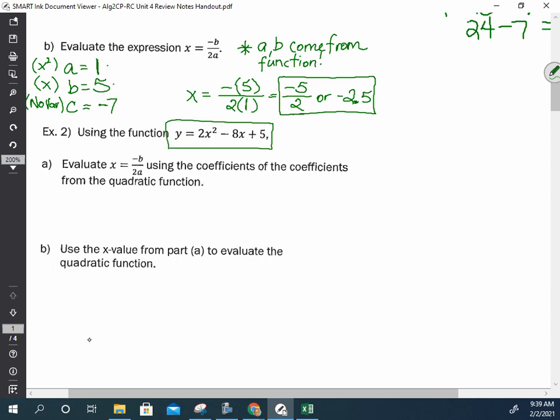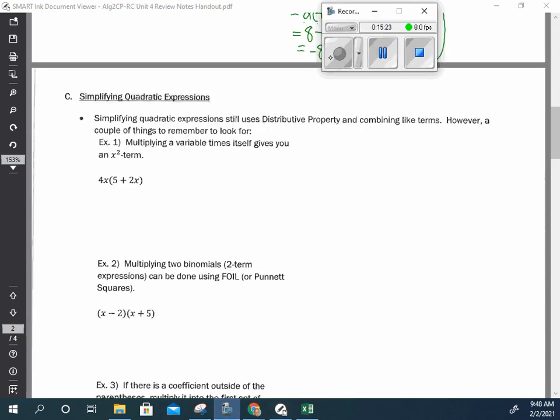So, new function, same rules apply. Evaluate the expression using the coefficients. So first you got to identify A, B, and C, and then you solve it out. So since part A is just like the problem that we just finished, let me give you a minute to start the problem. So go ahead and take a minute, switch that back.